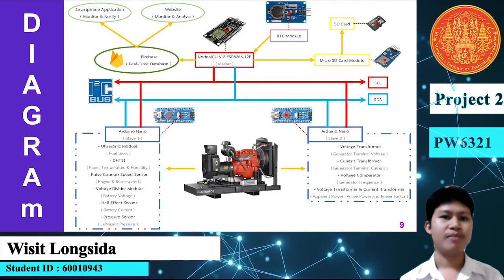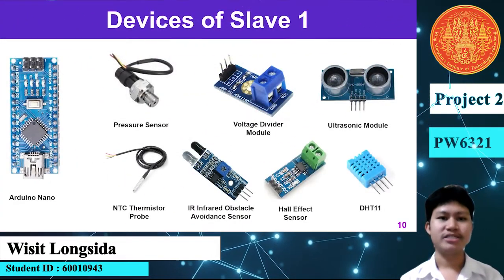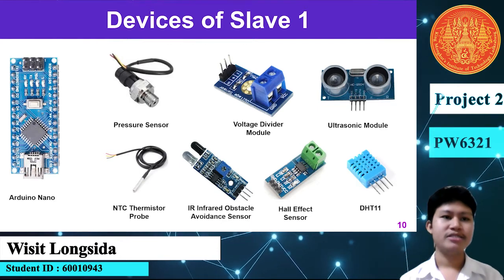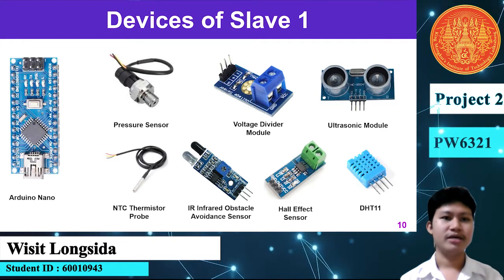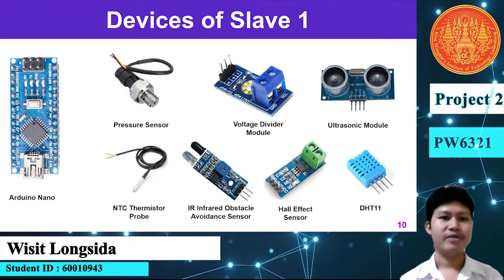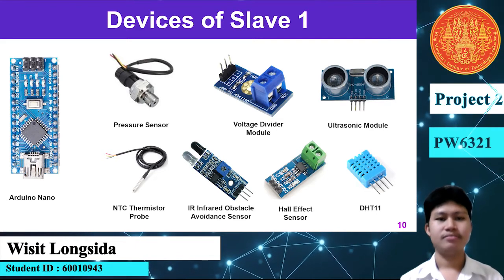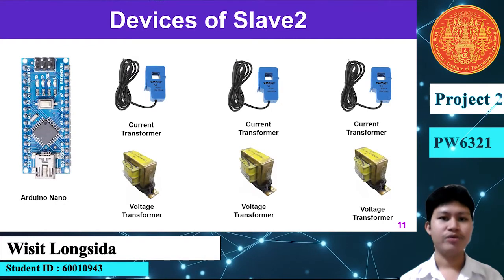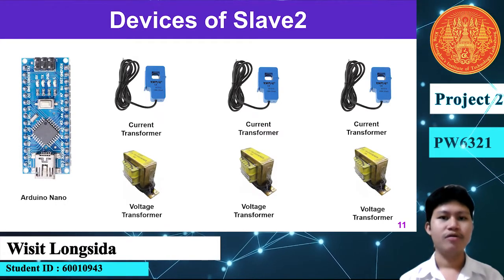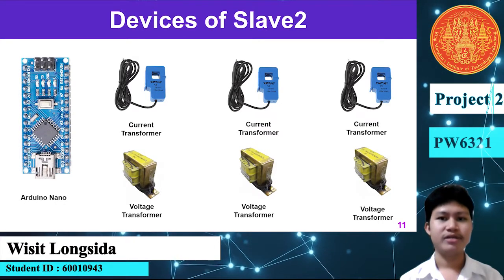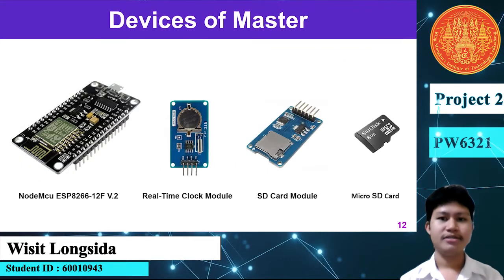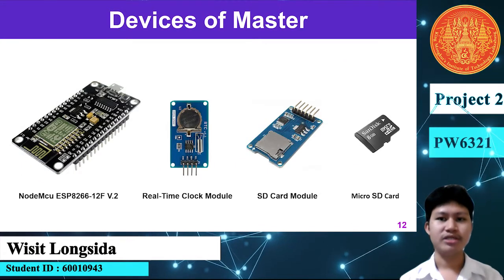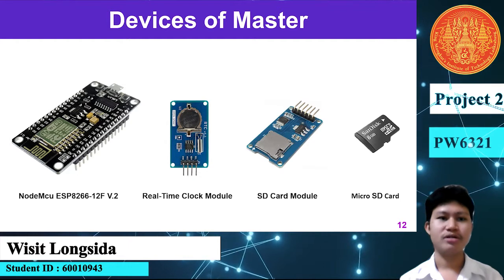Next, we're going to talk about the devices in system. This is the device that we use in slave 1 for measuring parameters of engine. This is the device that we use in slave 2 for measuring parameters of generator. And this is the device that we use in master for storing data.